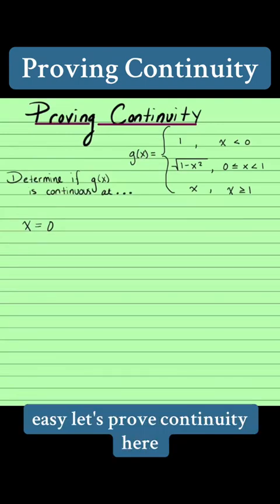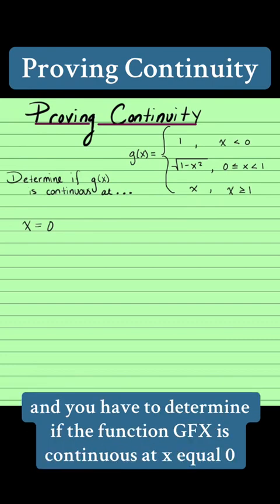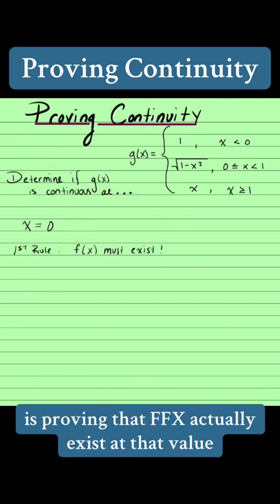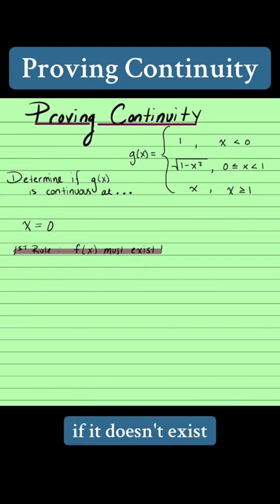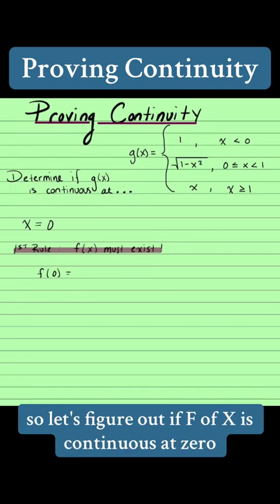Let's prove continuity. Here you're given a piecewise function and you have to determine if the function g of x is continuous at x equals 0. The first rule of proving continuity is proving that f of x actually exists at that value. If it doesn't exist, then you don't need to go any further and the function is not continuous. So let's figure out if f of x is continuous at 0.